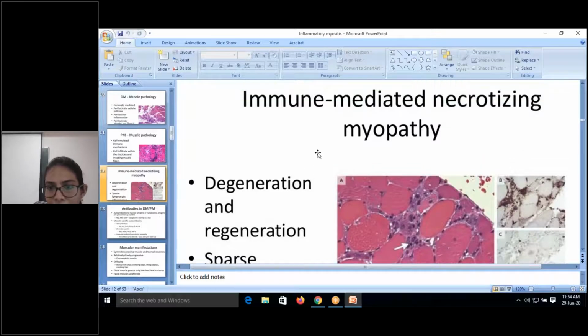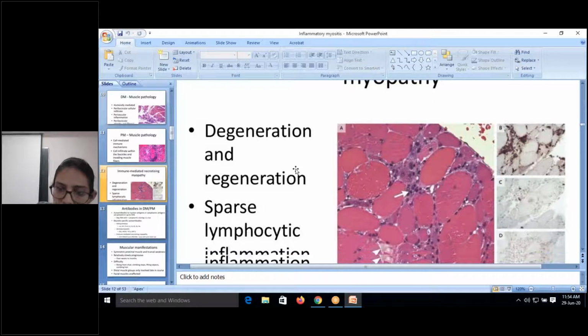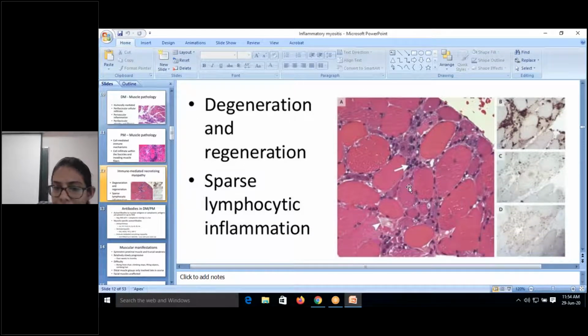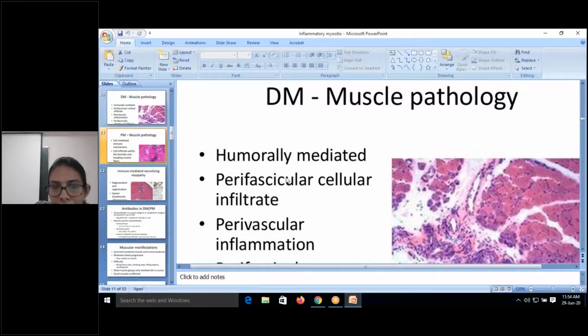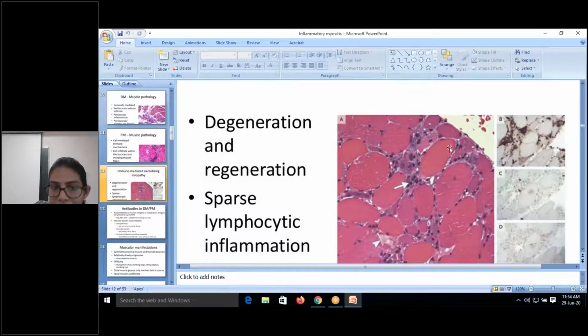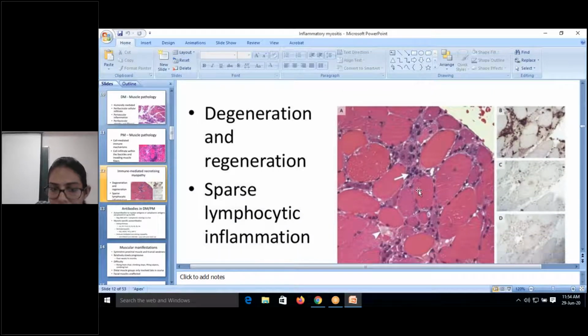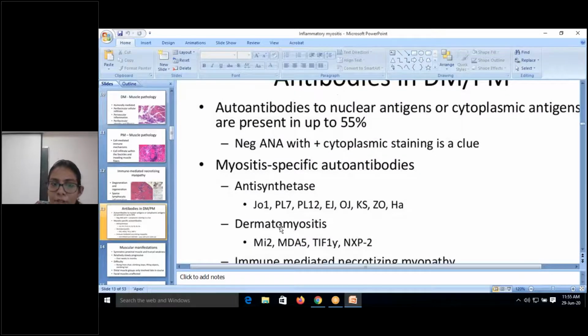And this is immune-mediated necrotizing myopathy. In necrotizing myopathy, there is degeneration as well as regeneration, as we discussed before, and there is sparse lymphocytic infiltration. So you're not seeing it like that of polymyositis and dermatomyositis. See how many infiltrates are here. Here also there are more infiltrates. Here the infiltrates are not so many, but there is degeneration and regeneration, as well as necrosis in certain areas. Necrosis is happening.